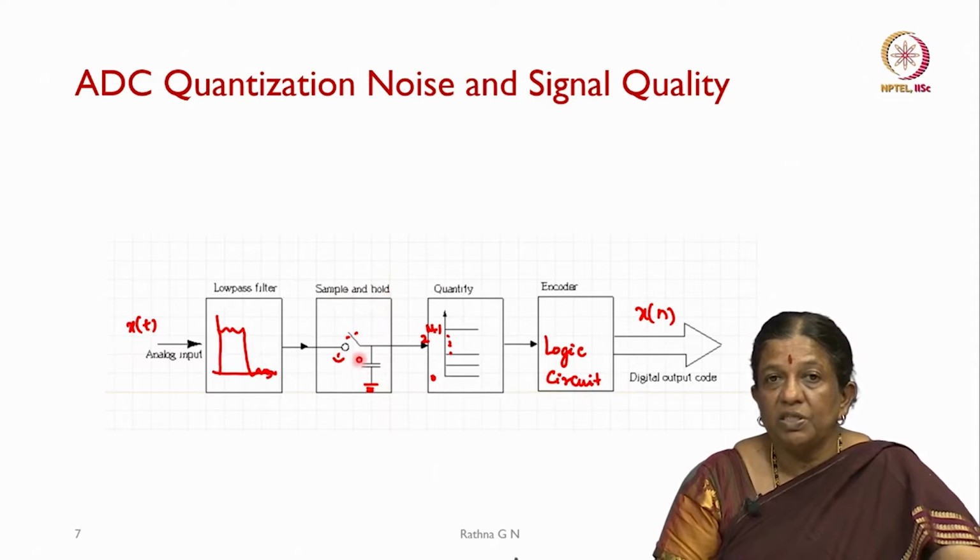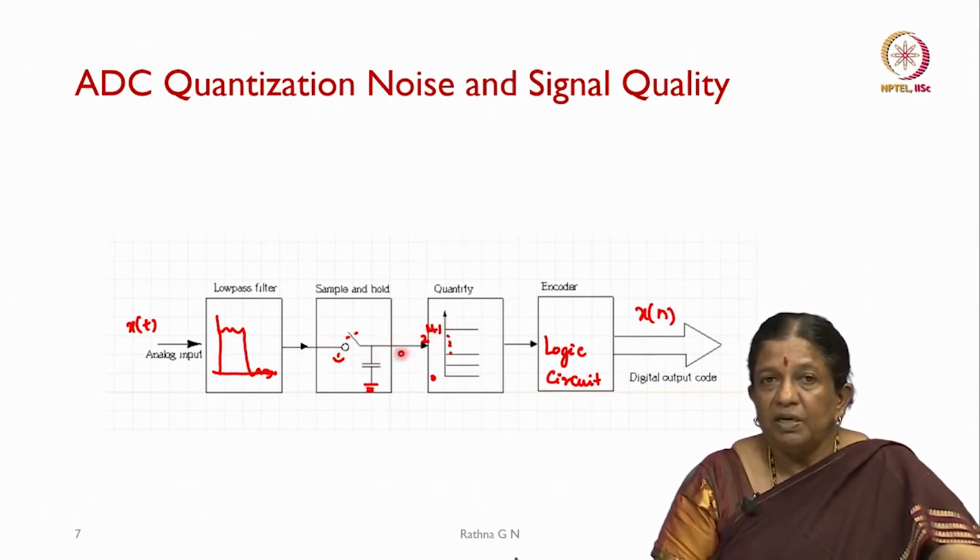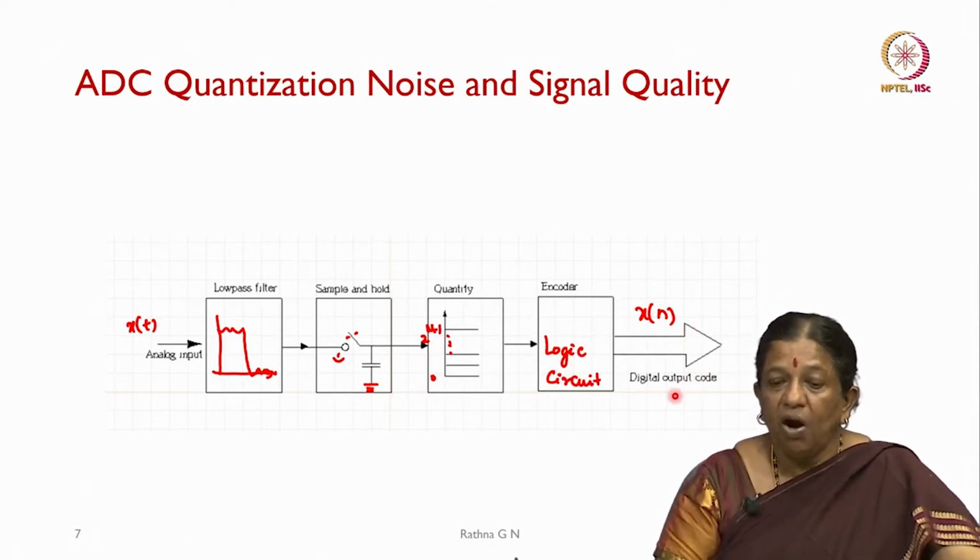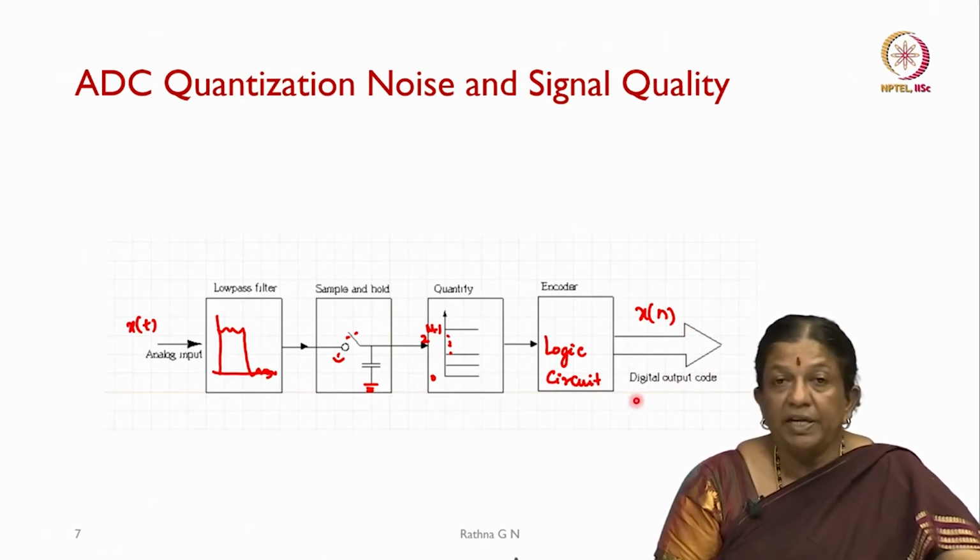When the switch is closed, you will see the value being held, so we get the output as the sample and hold circuit works. Then we do the quantization, which depends on the number of bits. The representation will be 0 to 2 to the power of n minus 1, where n is the number of bits the ADC circuit has. Then we encode this number using a logic circuit, and x of n will be our digital output coming out of our ADC.